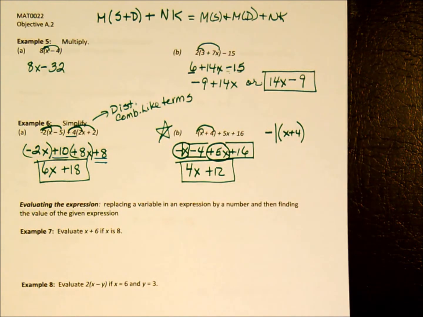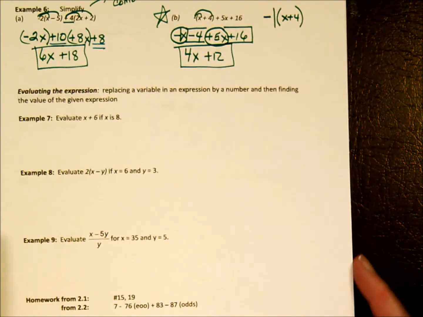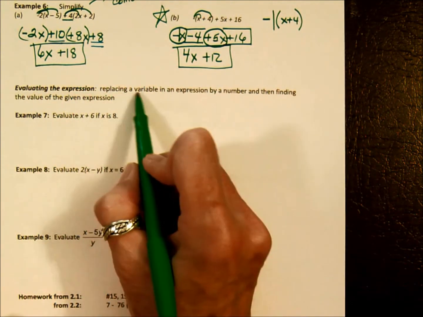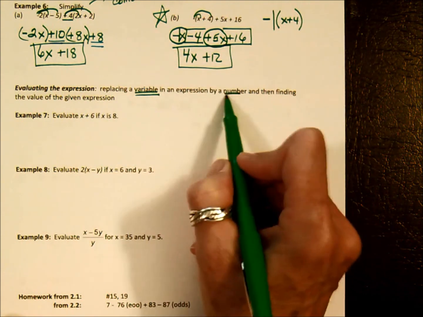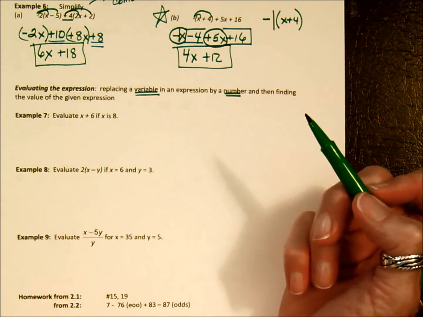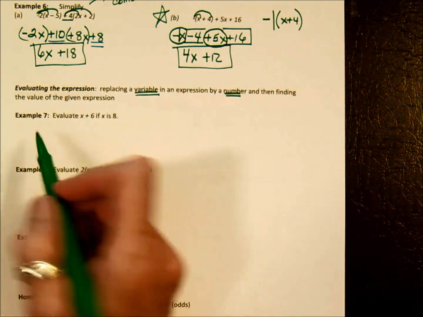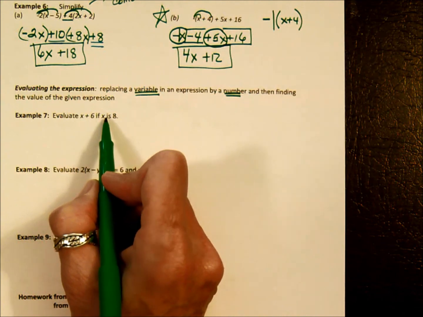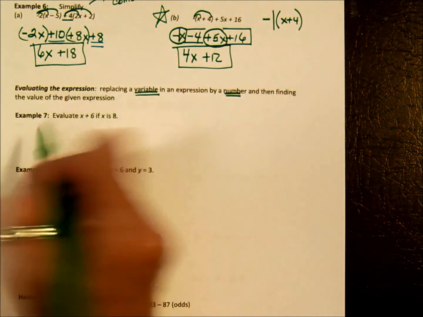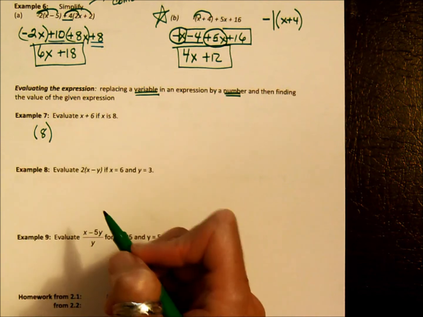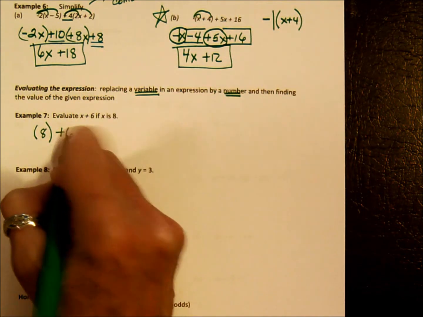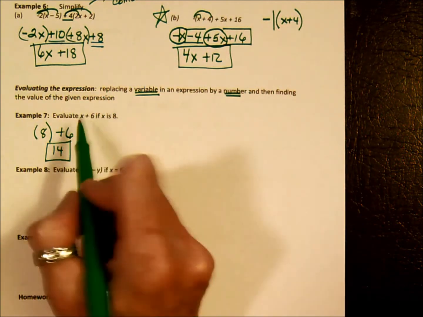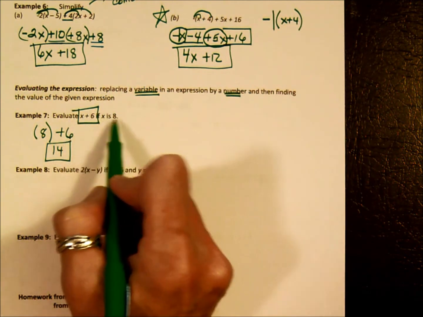This last part is about evaluating an expression. Evaluating an expression means replacing the variable with a number and then finding the value of the expression. So for example, it says evaluate x plus 6 if x is 8. So you take out the x in parentheses, you put the 8 in its place, and then you write the rest, and 8 plus 6 is just 14. So all you're doing is figuring out what this would be worth if x was 8.